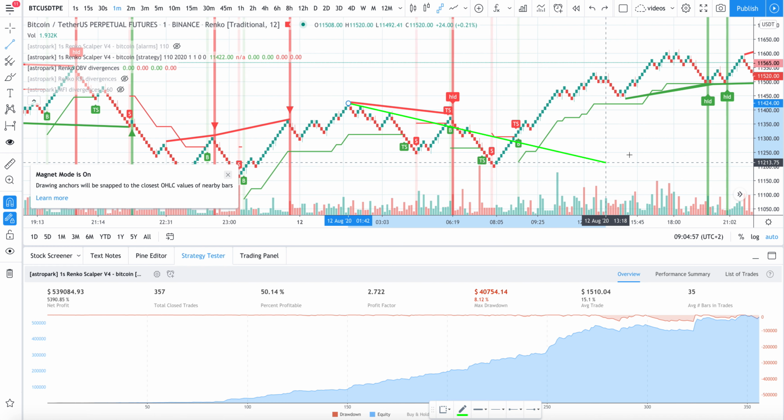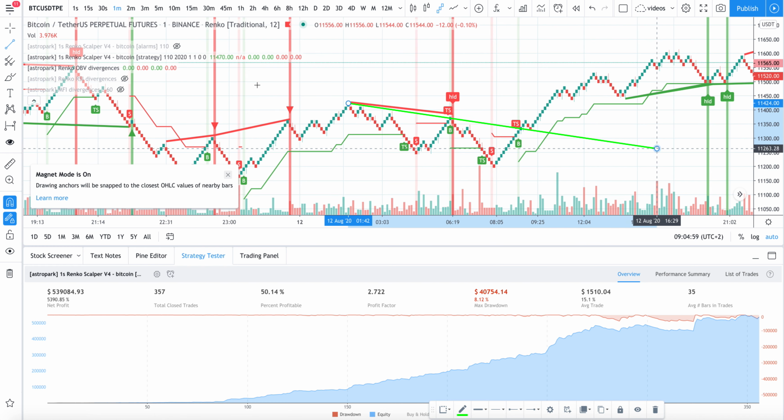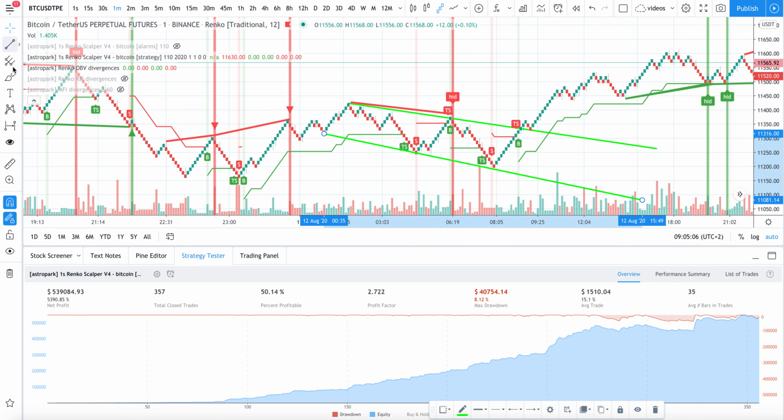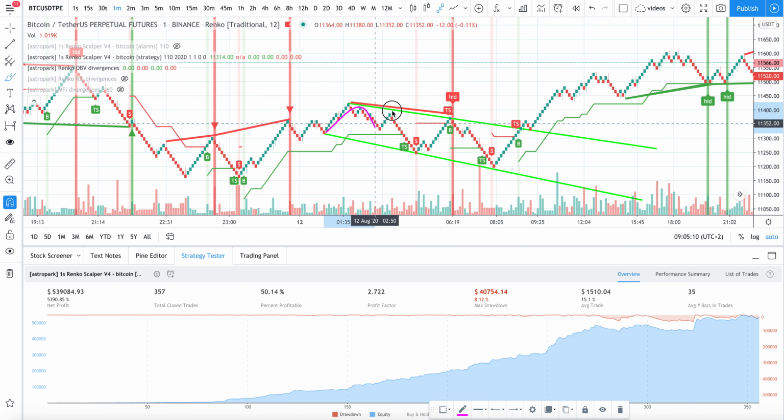For example, here you see this is a broadening channel. So price does like this, like this. Finally breaks, retest, and go.